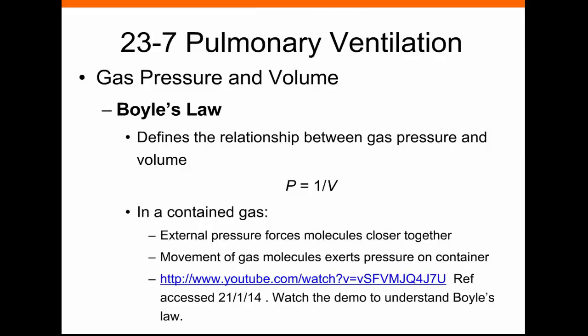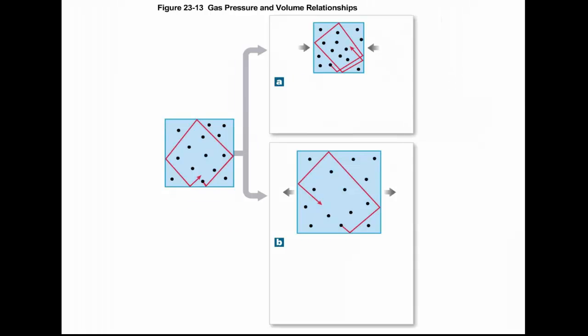If you want to have a look at a demonstration, go to this YouTube. So here we've got a container, and the black bits are the molecules of gas. You can see if we make the container smaller, then there is more pressure because the molecules are closer together and they're causing more pressure. If you have a larger area, there is less pressure.